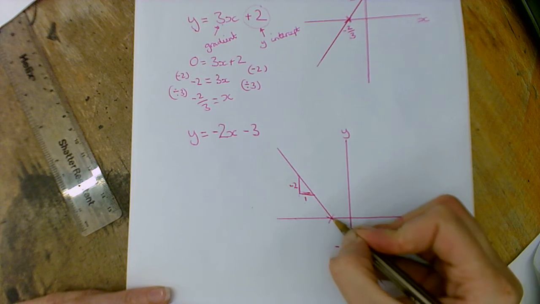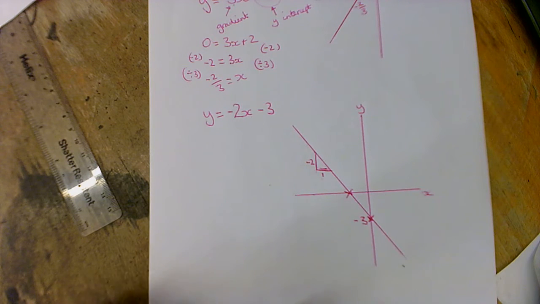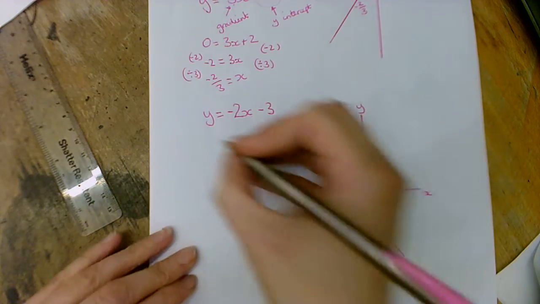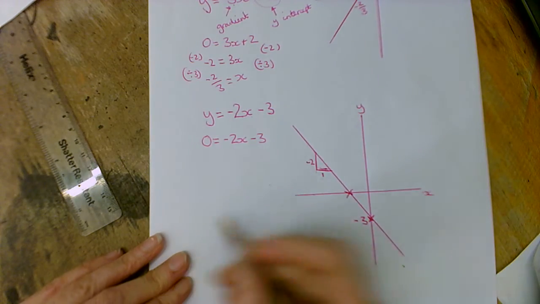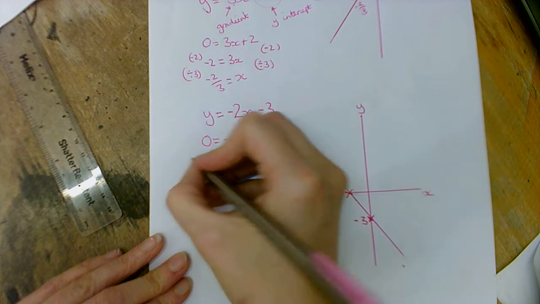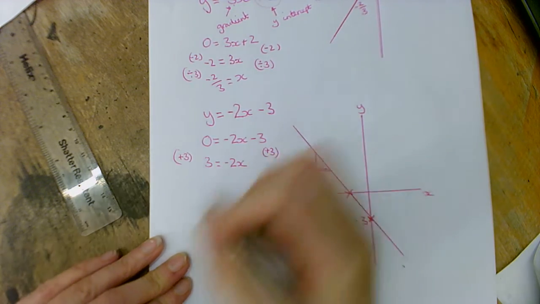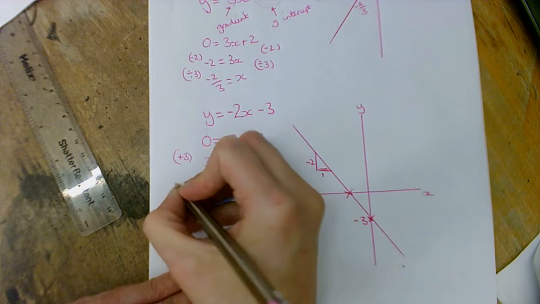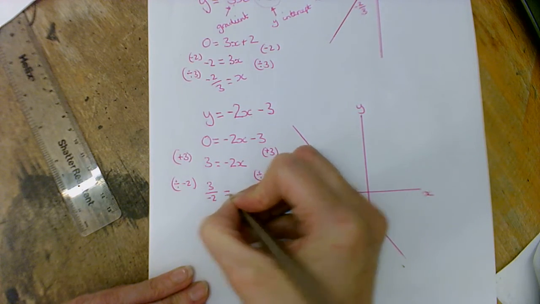The last thing I need to find again is my x-intercept. So I can see it's over on the negative side of my x-axis again, so I'm going to expect a negative answer. Let's just check and make sure that I get that. Okay, so here, any point on this line, y is equal to 0. So I'm going to substitute in 0 equals minus 2x minus 3, then solve it. To get rid of that minus 3, I'm going to add 3 to both sides. That's going to give me 3 is equal to minus 2x. And then that's minus 2 lots of x, so I'm going to divide by minus 2 to work out one value of x. And that's 3 over minus 2 is equal to x.